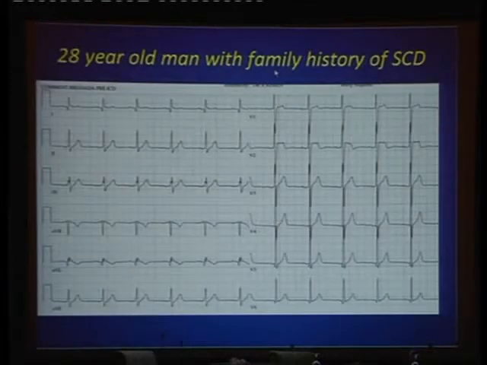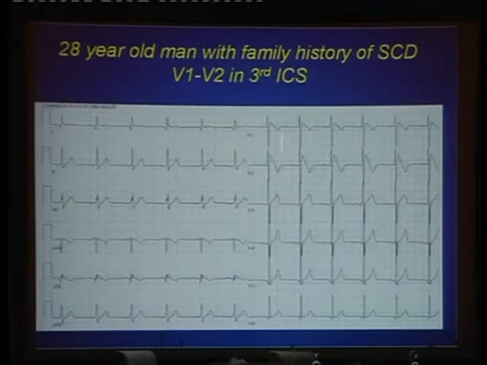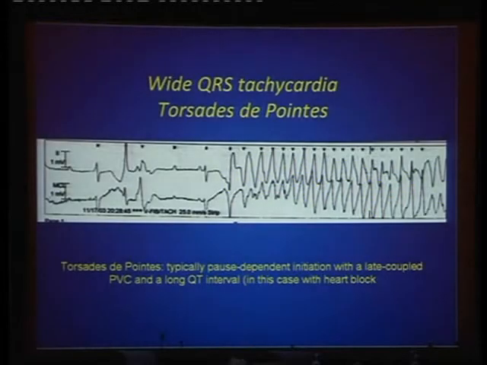You need the ECG, short QT syndrome. Actually, sorry, this is a Brugada. These are all diagnosed by ECGs. You have to study the ECG. And this is the one where we placed it one interspace higher, showing this anatomical variation in the ECG. This is Torsade associated with complete heart block.